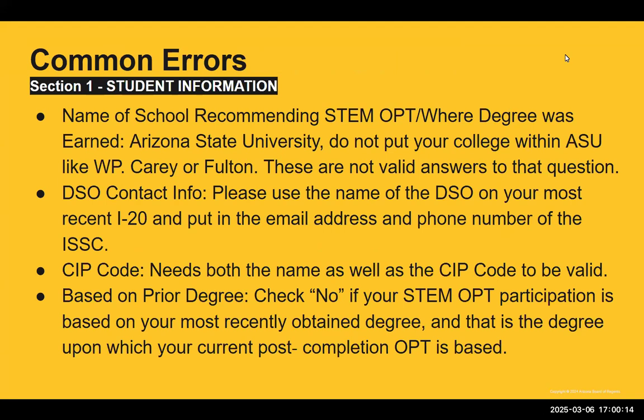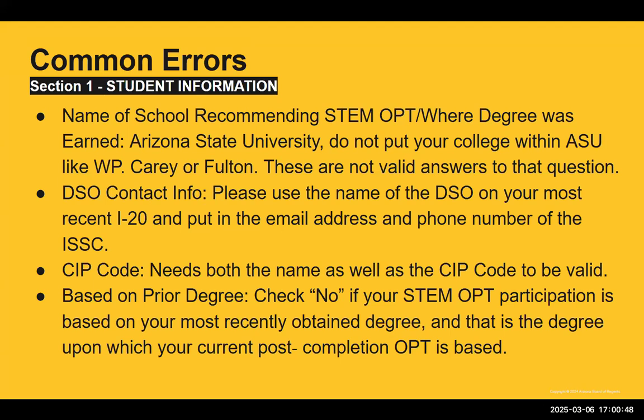Okay, so let's start talking about common errors in the document. In section 1, which is covering student info, the name of the school recommending STEM OPT as well as where the degree was earned should always say Arizona State University. Do not put your individual college within ASU, such as WP Carey or Fulton School of Engineering. These are not valid answers to that question, as while yes, you studied under them, they are not the specific school awarding you your degree. It's ASU.